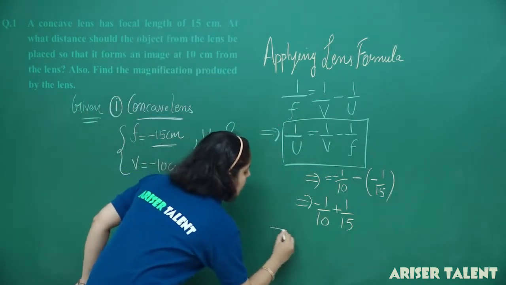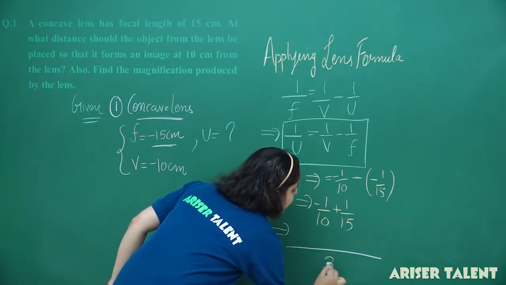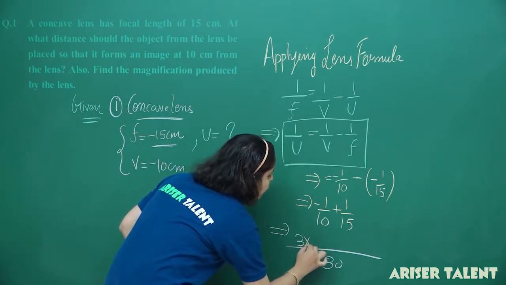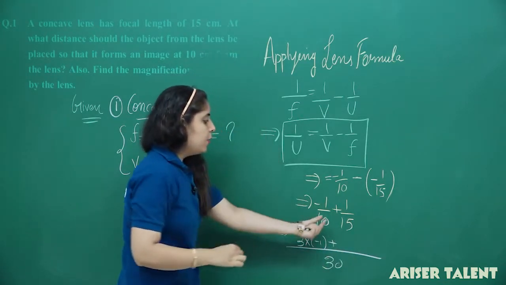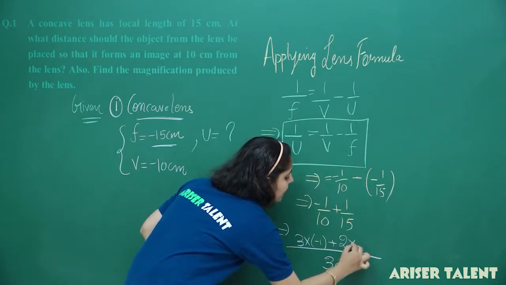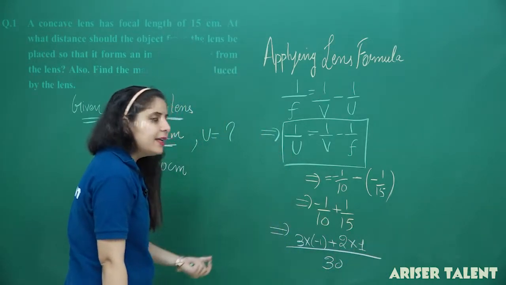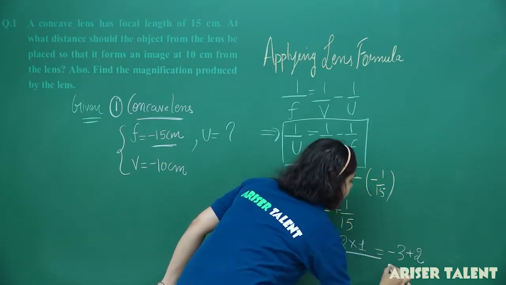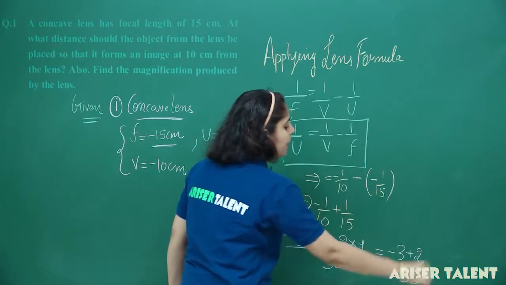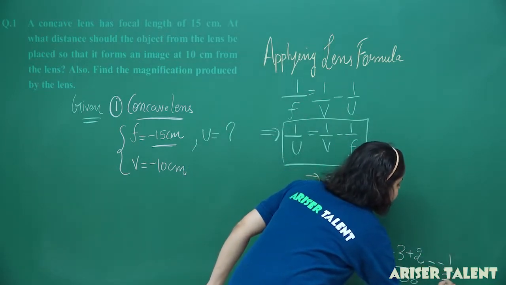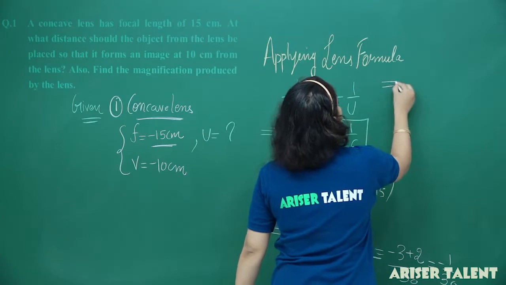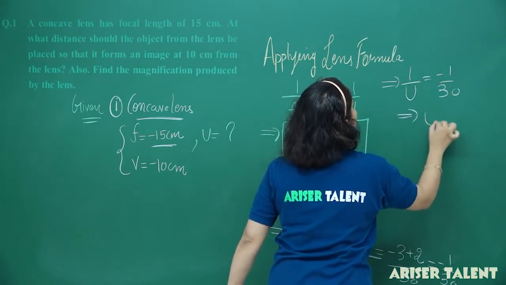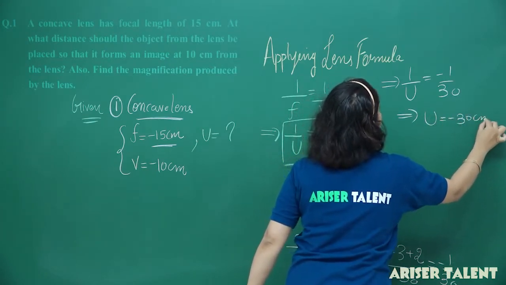Now, LCM of 10 and 15 will be 30. 30 will give you 3 into minus 1 plus 15 and 30 will give you 2 and it is equal to 1. So, what did it come out to be? It came out to be minus 3 plus 2 upon 30 and it is equal to minus 1 upon 30. And 1 upon u will be equal to minus 1 upon 30. So, I can say that u will be minus 30 centimeter.